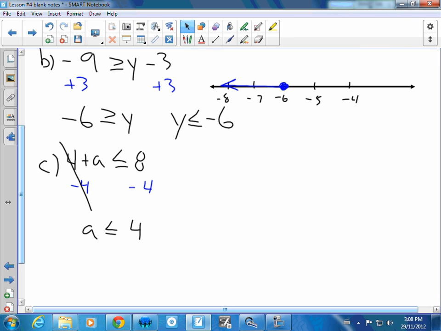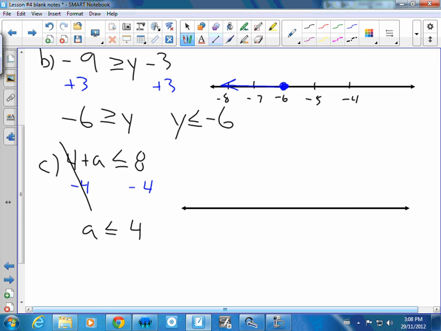Okay, draw a number line. 1, 2, 3, 4, 5. Open or closed circle at 4? Closed. Why closed? Less than or equal to has a line underneath it. Yeah, thank you. Which direction, left or right? Left, because the variable's on the left already. That's pointing that way. There we go.